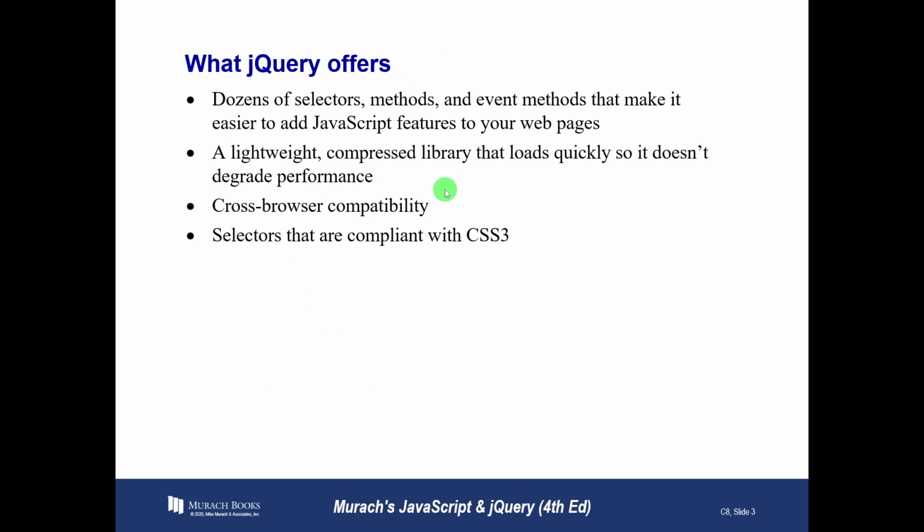So I've already shown you their website. So what does jQuery offer? Dozens of selectors, different ways to get elements off your web page. Dozens of methods. Once we get those selectors, what methods can we use? And event methods that make it much easier to write events that happen on your page, click events and things like that. jQuery makes it easier.